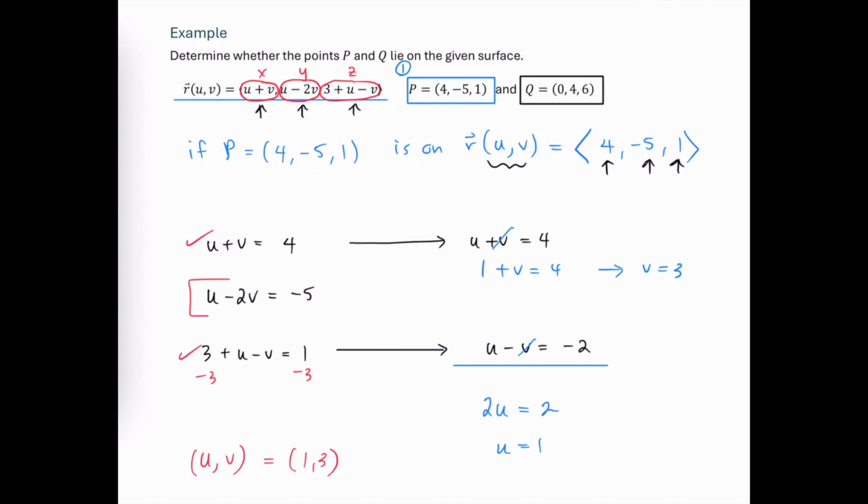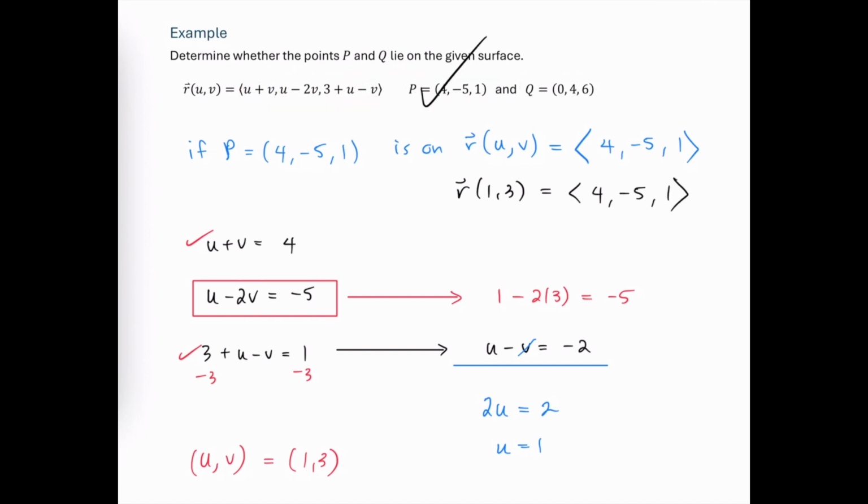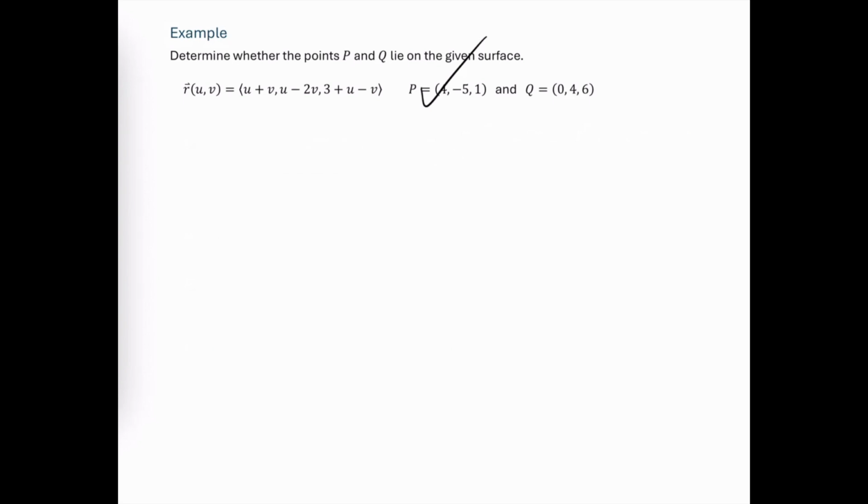Let's check to be sure that it works in the third. So we plug in 1 for u and 3 for v, and we see that that is -5. And therefore, if we were to plug (1, 3) into the vector function, we do get the ordered triple 4, -5, 1. So we can say, yes, point P is a point on that surface. Now we'll do the same thing for Q.